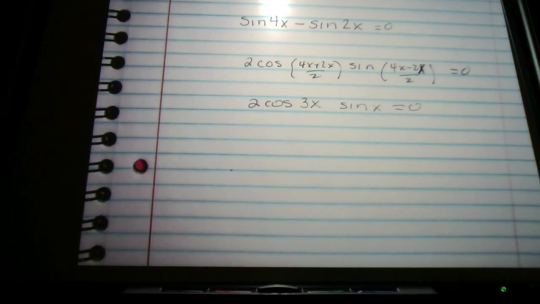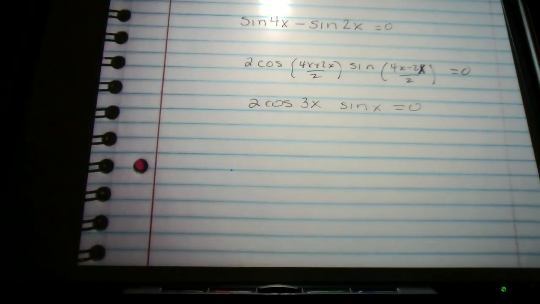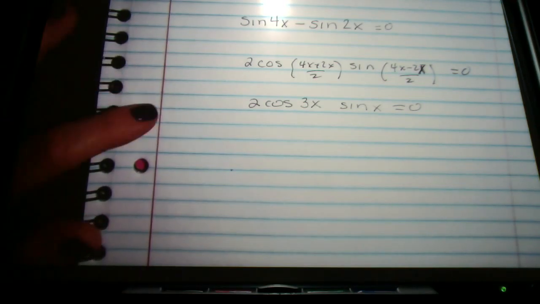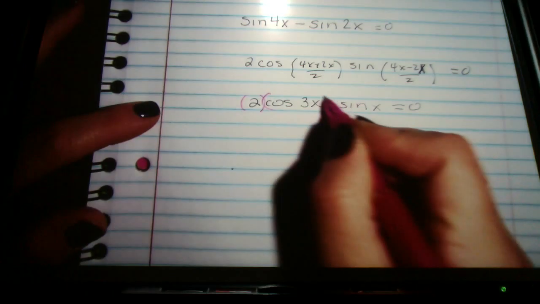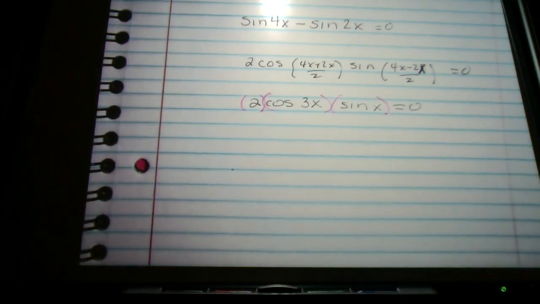What do I do next? Use a product to sum formula? I'd just be going back there then. So how do I solve this equation? Because when I'm solving equations, if I have a product and it's set equal to 0, what do I know about each of those factors? They're 0. What's my product here? What's being multiplied? 2 cosine 3x sine of x.